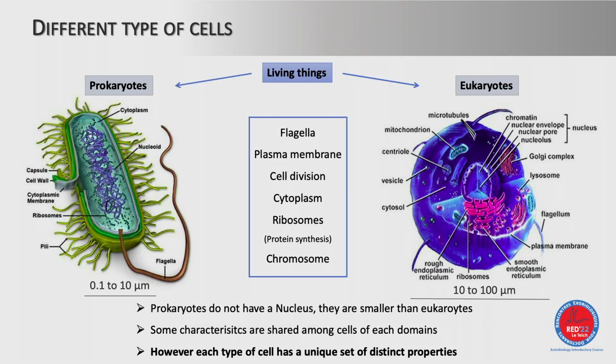Eukaryotes and prokaryotes share similar characteristics. They have flagella to move in the media. They have a membrane, to exchange with the surrounding environments. They can divide to grow and multiply the number of cells. They have a cytoplasm, where you find all the genetic materials and so on. They have ribosomes for protein synthesis and chromosomes, like the DNA. Each type of cell has a unique set of distinct properties.